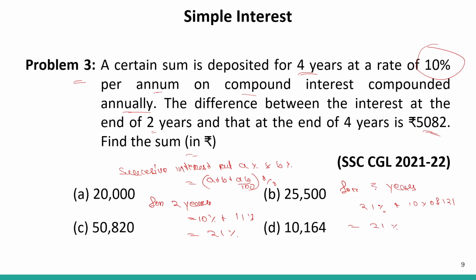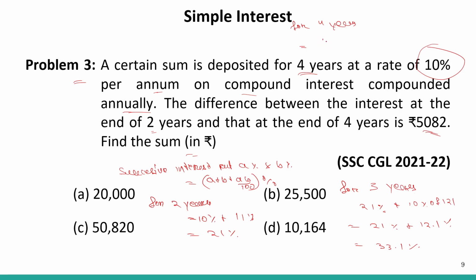For 3 years this will be this much. Okay, so it will be what? Plus 12.1, right? So it will be this much percent. So this will be 33.1% for 3 years. So for 4 years it will be equal to 13.